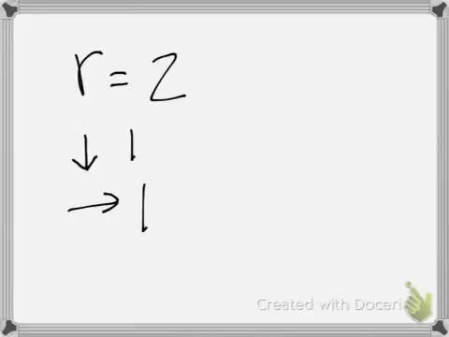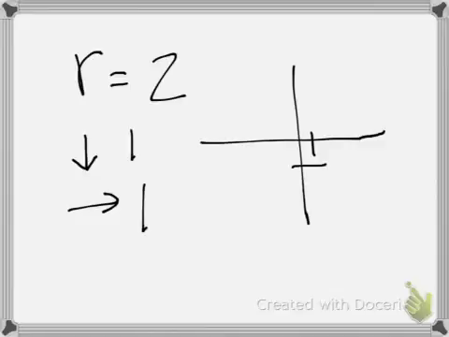So, okay, now let's call this: the radius is equal to 2. It's going down 1, and it is going right 1. So it looks something like this. Go right here, and then go up 2 units. We can just say that's 2 units, 2, 2. And draw your circle.